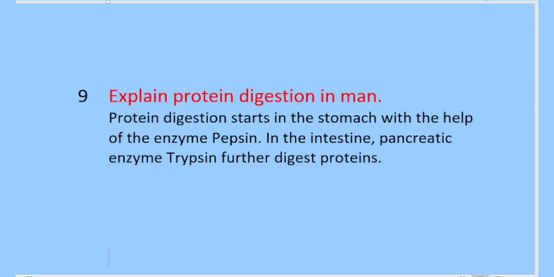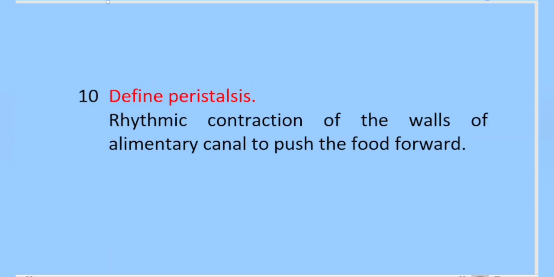Explain protein digestion in man. Protein digestion starts in the stomach with the help of the enzyme pepsin. In the intestine, pancreatic enzyme trypsin further digests protein. Define peristalsis. Rhythmic contraction of the walls of the alimentary canal to push the food forward is called a peristalsis.